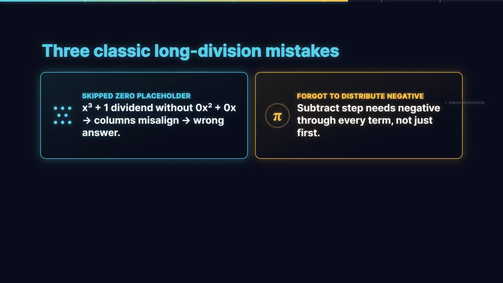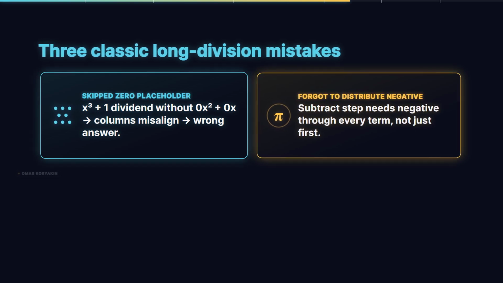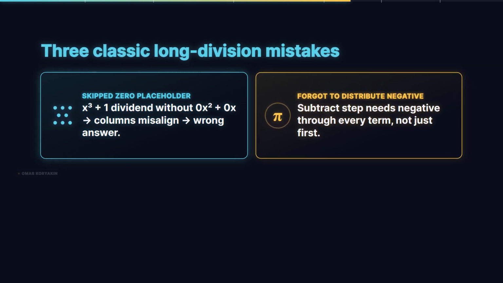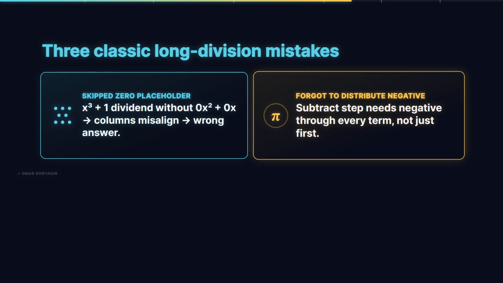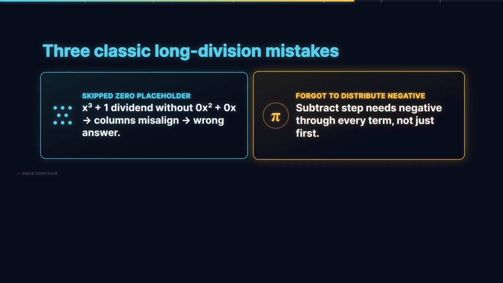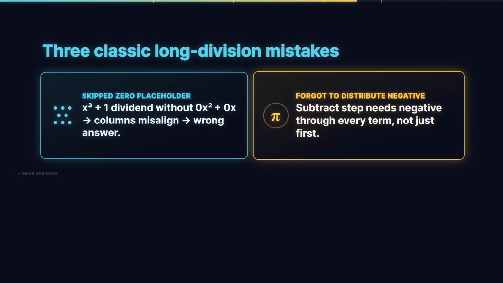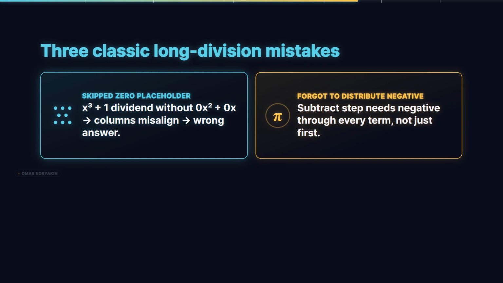Second mistake: forgetting to distribute the negative sign through every term of the multiplied product during the subtract step. A student computes the product and writes it underneath, then subtracts only the first term, leaving the rest as additions. The mistake exactly mirrors the polynomial subtraction mistake from lesson 2, not distributing the negative through every term.